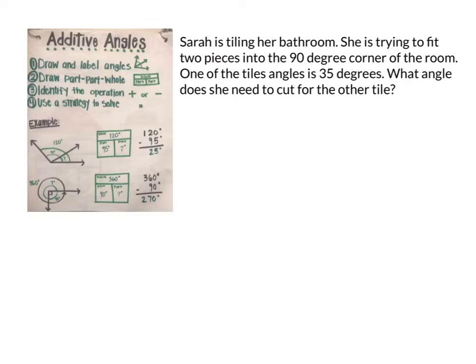One of the tiles is 35 degrees. What angle does she need to cut for the other tile? Okay, so step 1 tells me to draw and label the angles. Again, we don't have a picture, so we need to draw one ourselves. She's trying to fit two pieces into a 90-degree corner of her room, so first I'm going to draw that 90-degree corner.